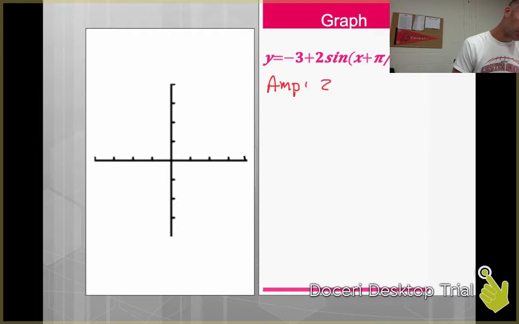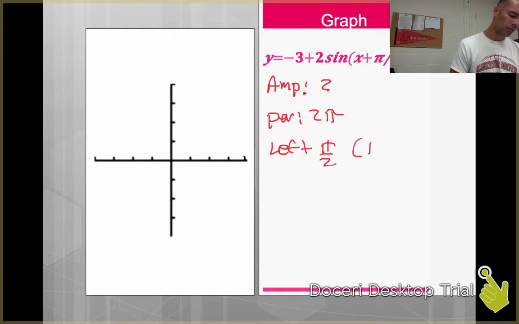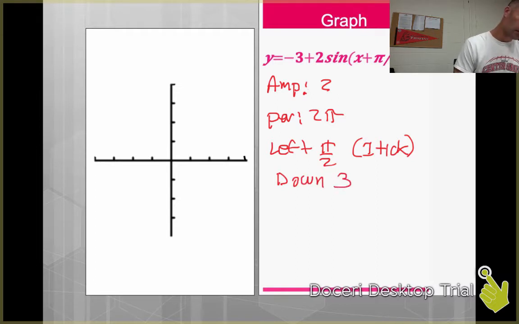Amplitude is 2. My period is 2 pi. We have a plus pi halves, so we think opposite. So this is going to go to the left pi halves, which is 1 tick mark. And then we're also going to go down 3. Alright, so let's label. So this would be pi halves. This would be pi. This would be 3 halves pi. And then this would be 2 pi.